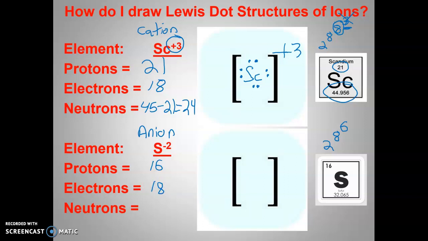For neutrons, I'm going to take the atomic mass over here, round it down to 32. Subtract the top number, which is the atomic number. And again, I'm going to get, in this instance, 16 as my number of neutrons.